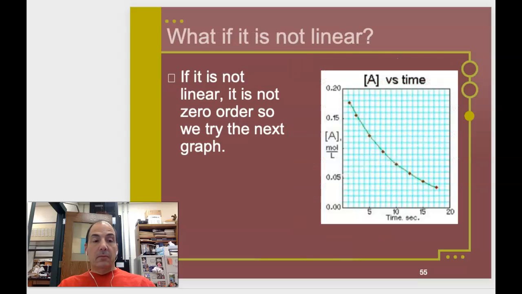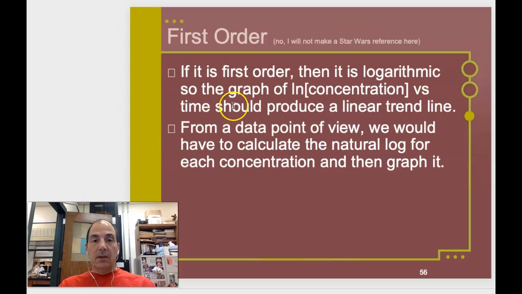What if it's not linear? If it's not linear, we're going to get something that is somewhat curved. So that means we go on to the next graph. We take our data and plot it again, and now we're going to talk about a first order graph. We look at the natural log of concentration versus time. If that graph gives us a linear trend line, then we know this reactant is first order.